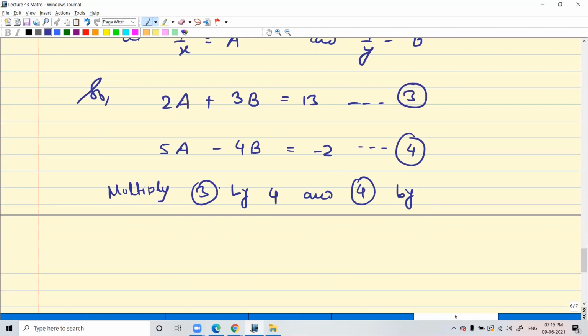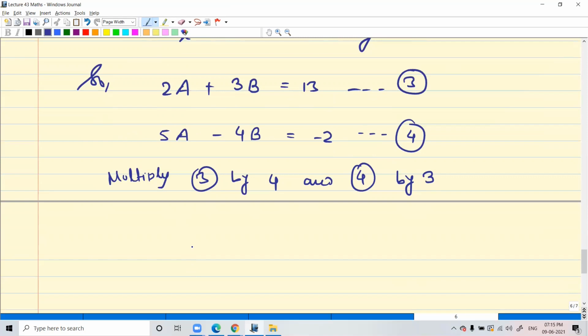Tanushri, are you there? Charan? Yes, sir. What should I multiply the fourth equation by? 3, sir. Yes. Third equation by 4 and fourth equation by 3. So let's write it properly after multiplying. What happens? Adi, you will tell me.